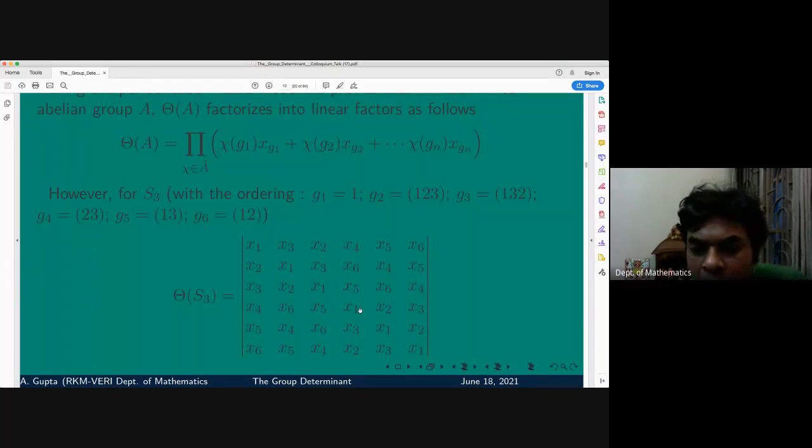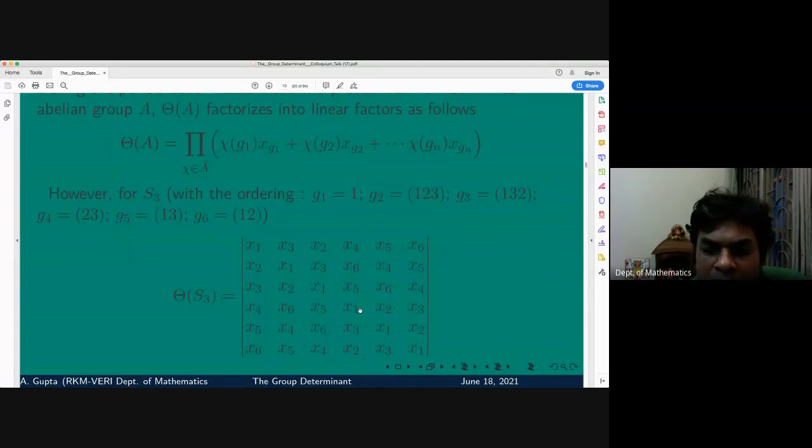We know that S3 has 6 elements: the identity, the 3-cycle (1 2 3), the 3-cycle (1 3 2), the transposition (2 3), the transposition (1 3), and the transposition (1 2). So there are 6 elements in all. Now you label these 6 elements as G1, G2, G3, G4, G5, G6, as on the slide. Then you write the matrix whose ij entry is x of Gi Gj inverse. It's not difficult; anybody can do that. If you write it, you will get the matrix shown here.